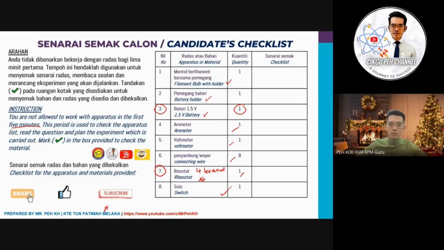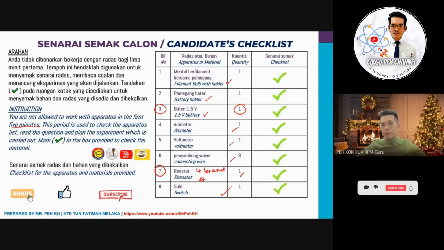So there will be 2 different numbers of quantity for battery, and the type of rheostat we are going to use in the experiment, and I will show you in the simulation later on. Okay, so we have said all the apparatus is functioning well with correct quantity. You can just take your checklist.